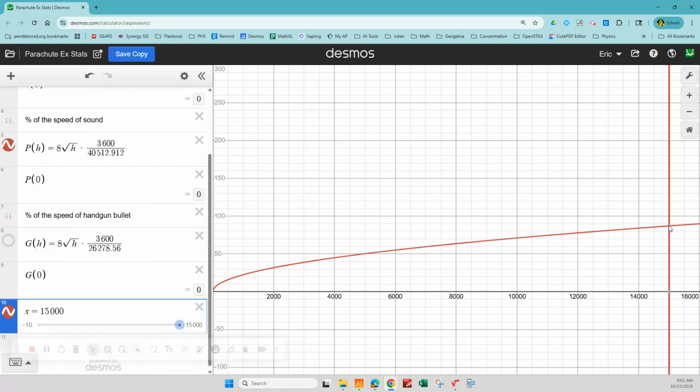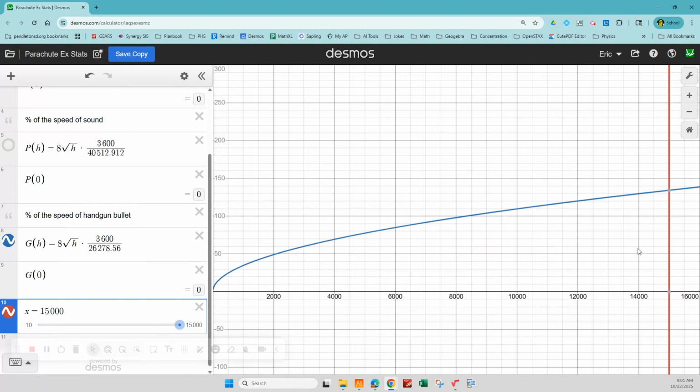Okay, that would be about 87% the speed of sound you would hit the ground at. What percentage, like if we take a handgun bullet, compare it to that? It would be, yikes, about 134% of the speed of a handgun bullet. That's how fast you'd hit the ground if you bailed out without air resistance.